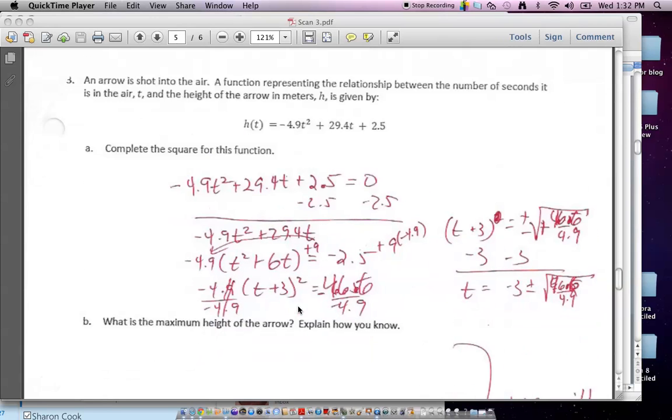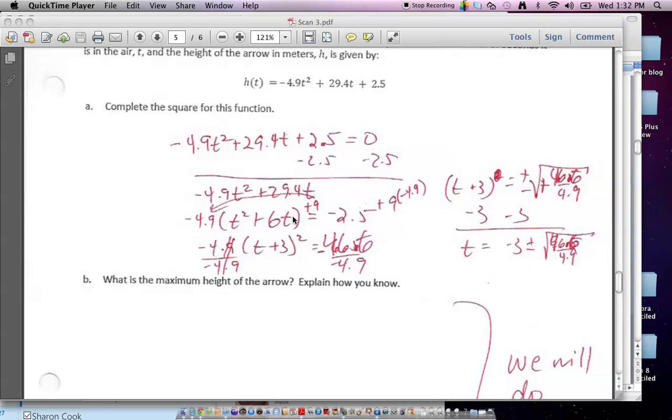And this is going to emphasize what we were talking about before. To complete the square for t squared plus 6t, I got to do half of 6, which is 3, squared is 9. But what a lot of people forget to do is multiply that 9 by the common factor that applies to everything on that side. So over here, I do 9 times negative 4.9, and I add negative 2.5. That's all going to come out to negative 46.6.